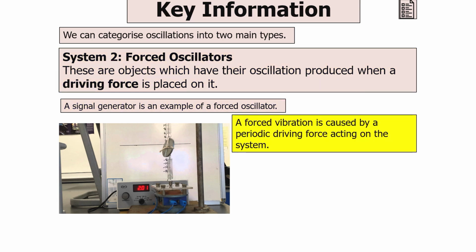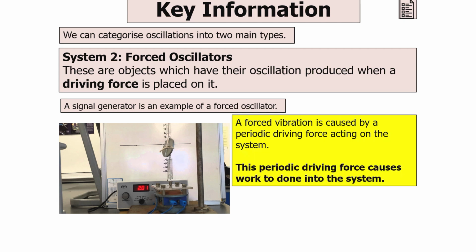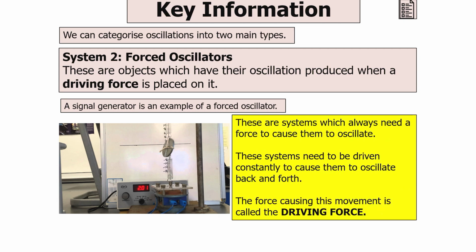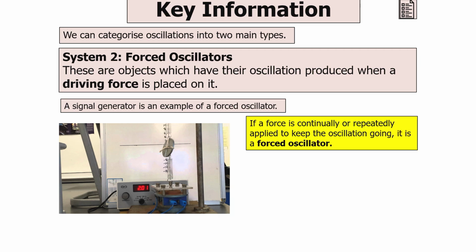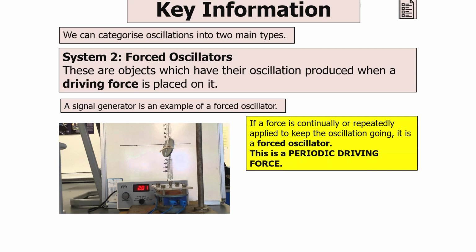So a forced vibration is caused by a periodic driving force acting on the system. This periodic driving force causes work to be done on the system. So these are systems which always need a force to cause them to oscillate. These systems need to be driven constantly to cause them to oscillate back and forth. The force causing this movement is called the driving force. So if a force is continually or repeatedly applied to keep the oscillation going, it is what we call a forced oscillator. So we know that there must be a periodic driving force.